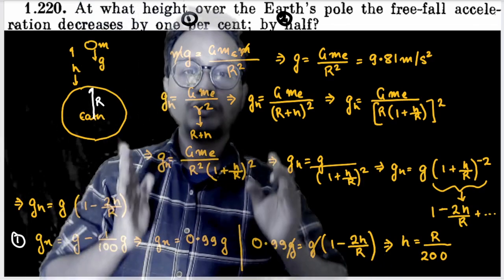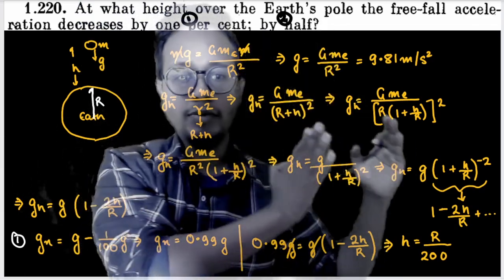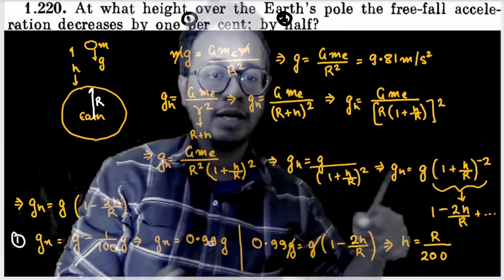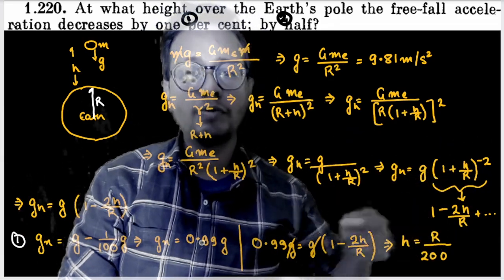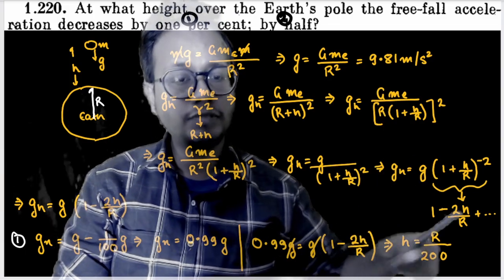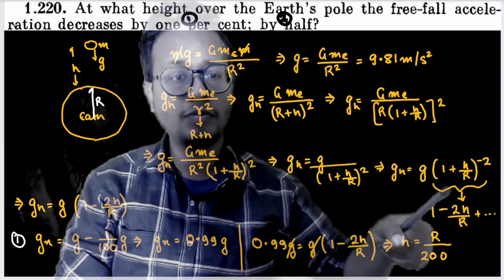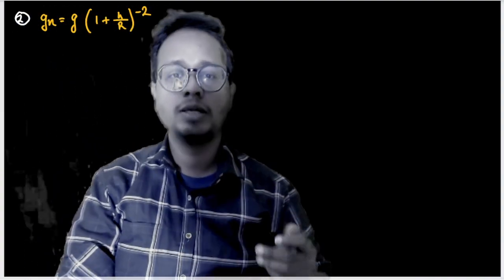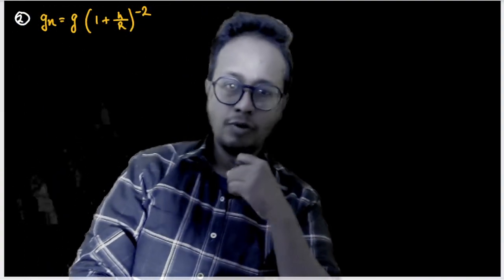So for the second part of the question, we need a more accurate formula. You cannot use the approximate formula; you need to use the accurate formula. This formula that was derived from GM e by r square. So you need to use this formula, because this is the accurate form of the formula. So g h is equal to g into (1 plus h by r) to the power minus 2. We need to use this formula because this is the accurate form.